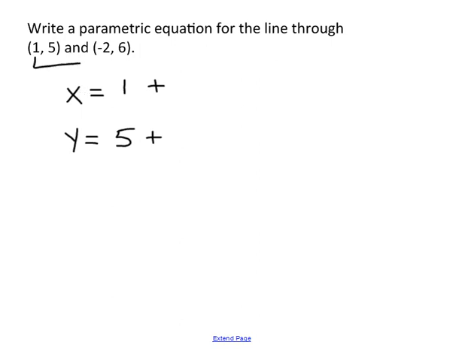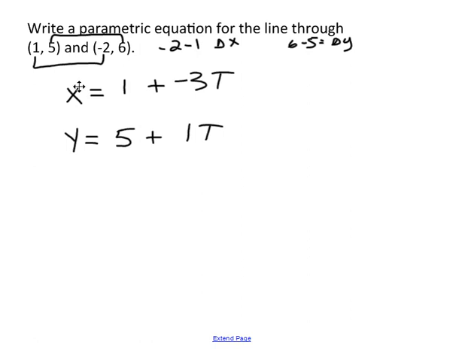So my x slope is -2 minus 1, and there's my -3t. And if I do my y piece, 6 minus, I have to go the same direction both times. So I did -2 minus 1 for my change in x. For my change in y, I'm going to do 6 minus 5, and that's going to go down here. So there's one possible equation.